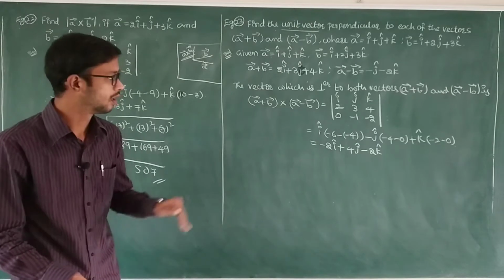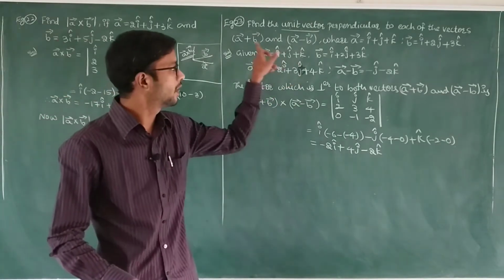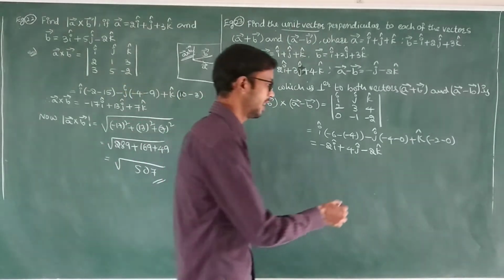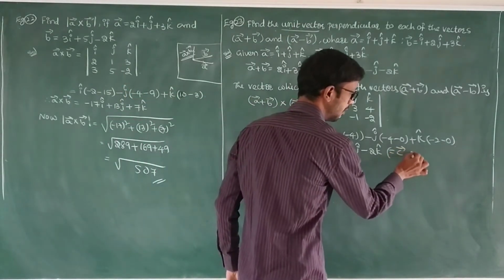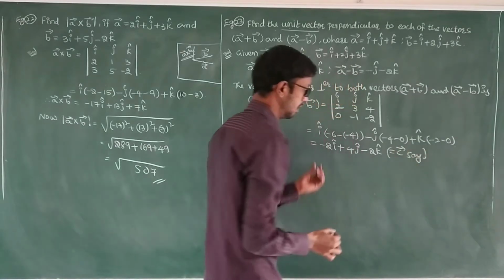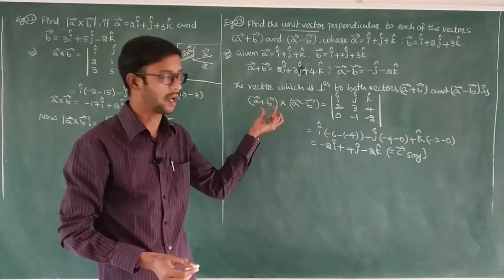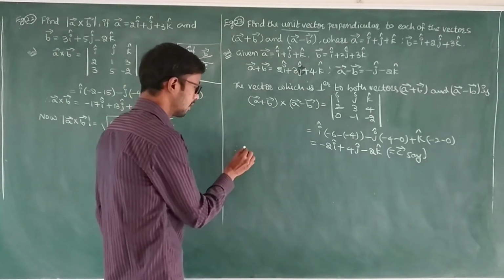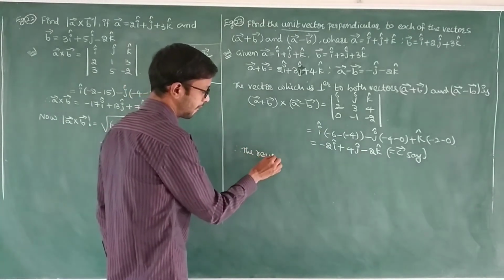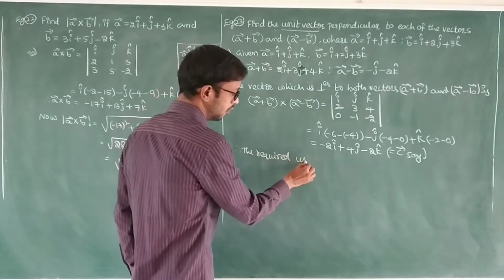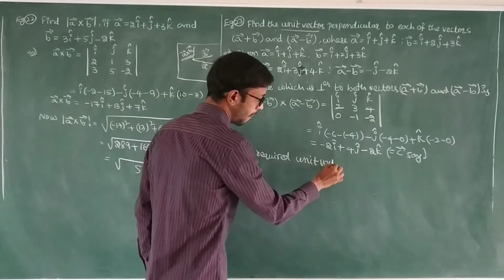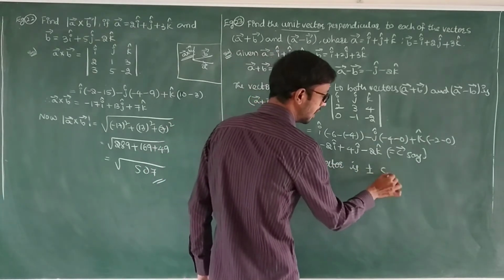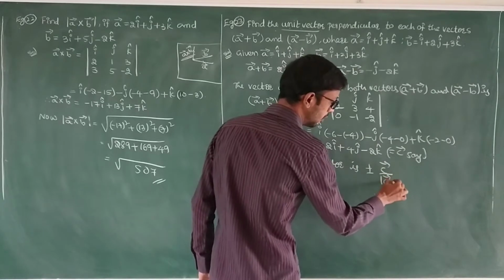So this one is a vector perpendicular to these two vectors, but we need a unit vector. That's why I am taking this resulting perpendicular vector and naming it c bar. Why? Because the required unit vector is plus or minus c bar by magnitude of c bar.